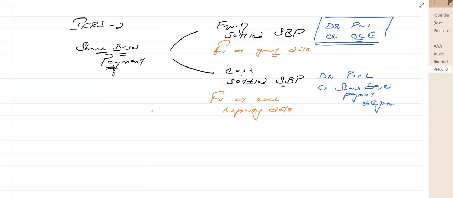So here there is a fair value at grant date. It remains the same for the years. For example, if it is about 3 years, it remains the same for 3 years. And it is fair value at each reporting date.